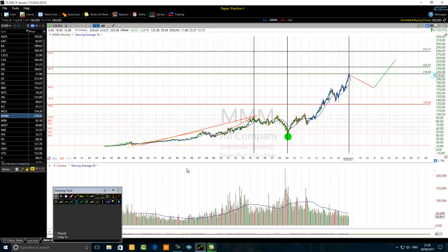The financial instrument that we are analyzing today is 3M Company, ticker MMM. This is an American stock that belongs to the industrial sector, diversified industrial.